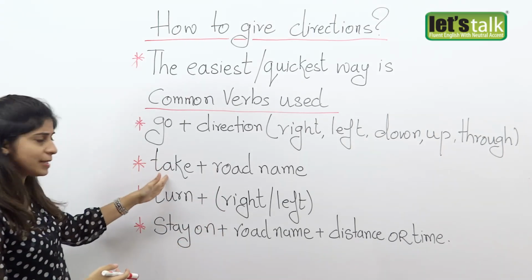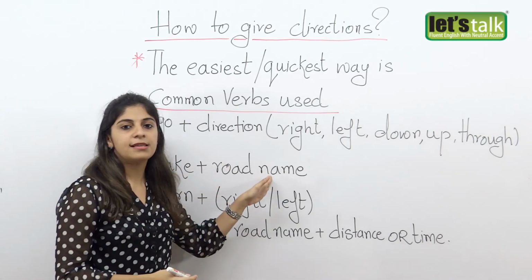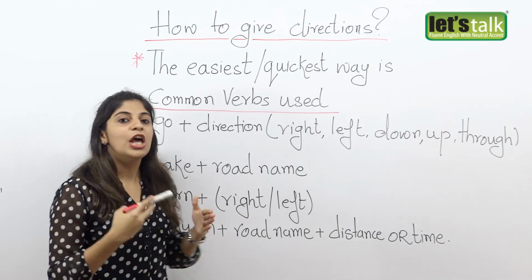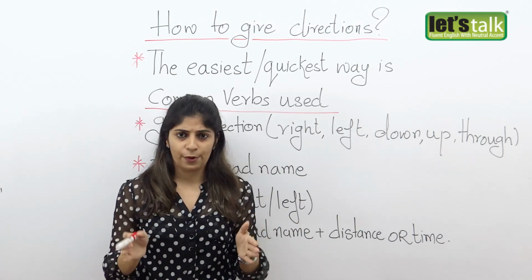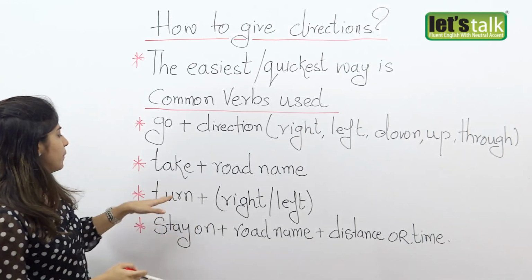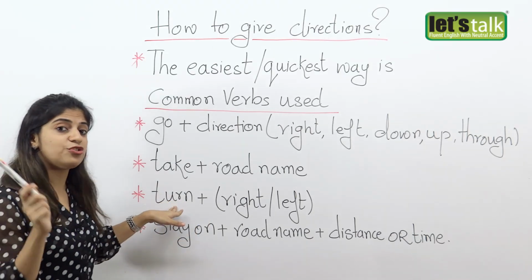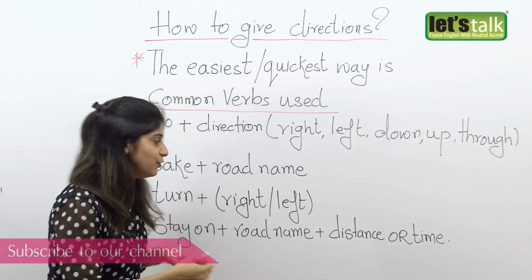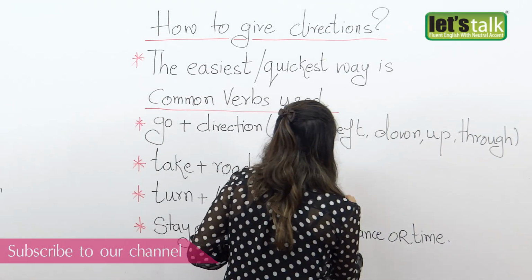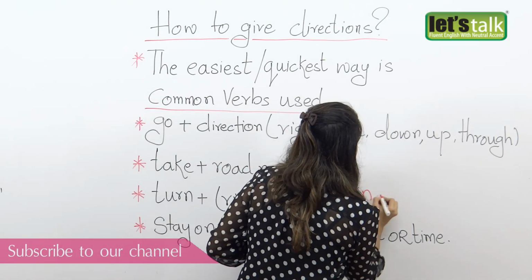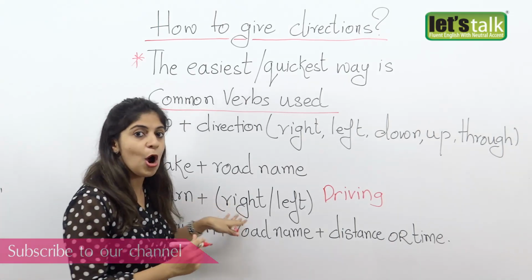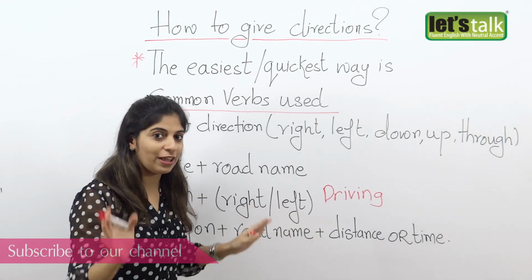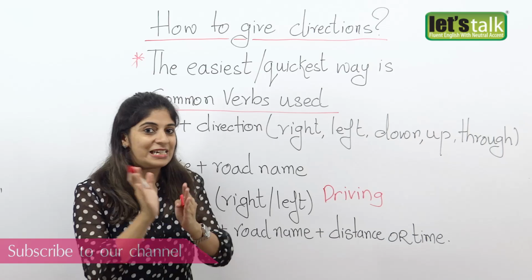You can also say take plus the road name, okay? So you can say, you can take road number 1, or you can take the link road. Or if the person is driving and asking you for directions, make sure you always say turn right or turn left. So it would always be turn, right?